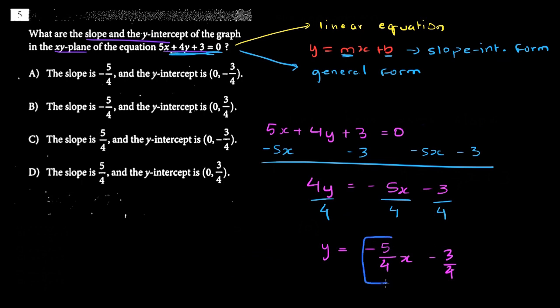This right here is going to be our slope, right? Because that is our m. And this right here is going to be our y-intercept, okay? Or it's going to be the y-coordinate of the y-intercept.